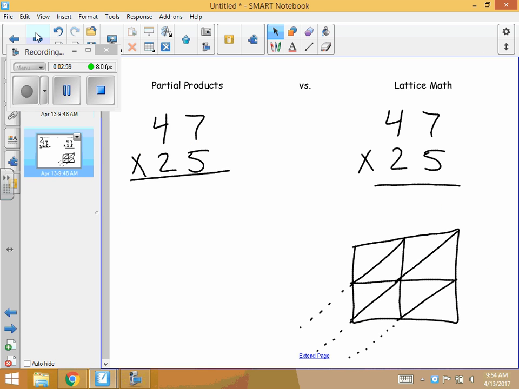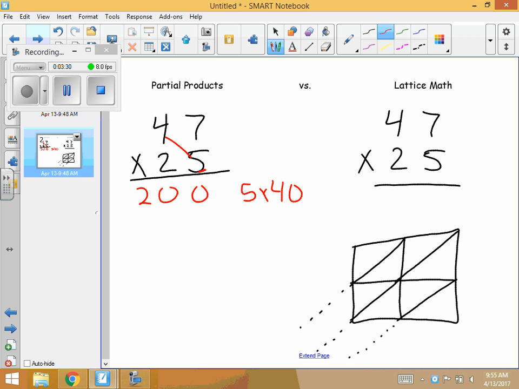All right, now we're moving on to partial products of 2-digit times 2-digit. And this time you're just going to think of your 47 as 4 tens and 7 ones, 25 as 2 tens and 5 ones. We're going to start here at the bottom, and you can use a visual like Mr. Wirt was explaining before. You can take your 5 ones times your 4 tens, which is 40. 5 times 40 is 200. Line it up. Now I'm going to take my 5 ones right here times my 7 ones. 5 times 7 is 35. Make sure you line it up.